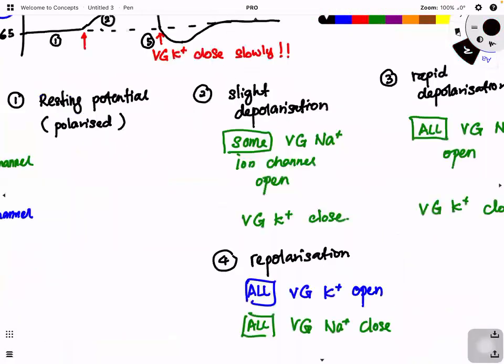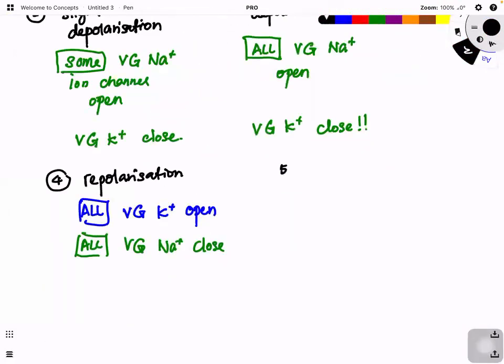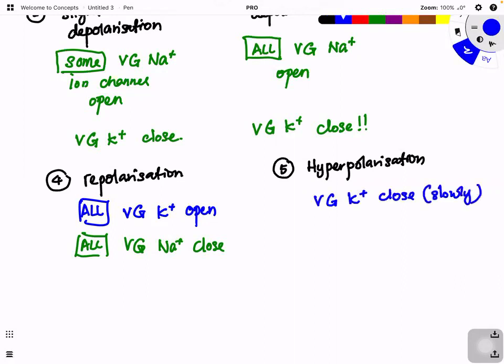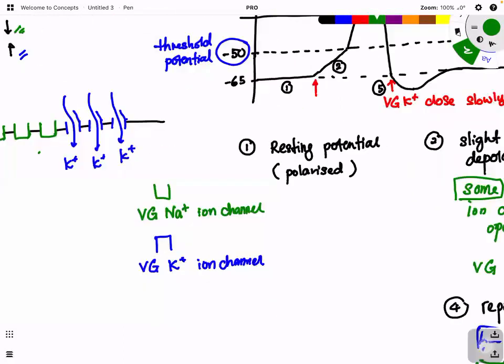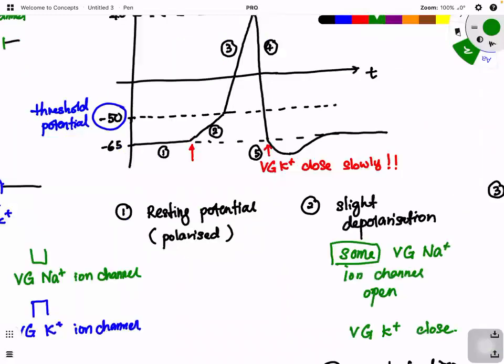So what is number 5? Number 5 we call hyperpolarization. During this period, voltage gated potassium ion channels start to close, but they close slowly. What happens to the voltage gated sodium ion channels? They remain closed. Are you clear? Therefore there is extra leak out of the positive ions, making the membrane potential lower than negative 65 millivolts.